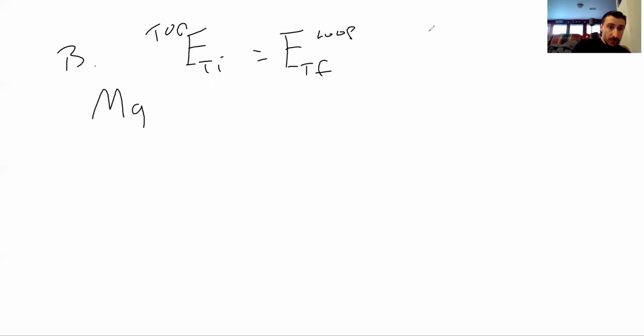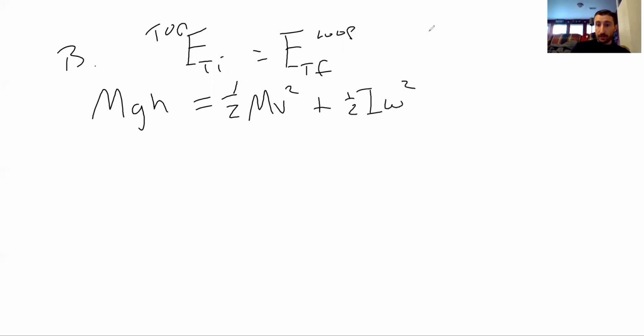E total initial has to equal E total final. And this is in the loop, and this is at the top. Okay, so that's in the loop, that's at the top. So like we said, we got mgh here. So mgh, that's it, right? We had no other energies here. So let's go ahead and plug in here. I got translational kinetic energy, which is equal to 1/2 mv squared, plus I got rotational kinetic energy, which is equal to 1/2 I omega squared, and we got potential energy, which is equal to mg.